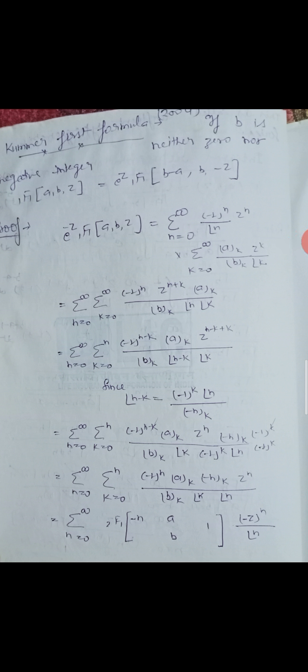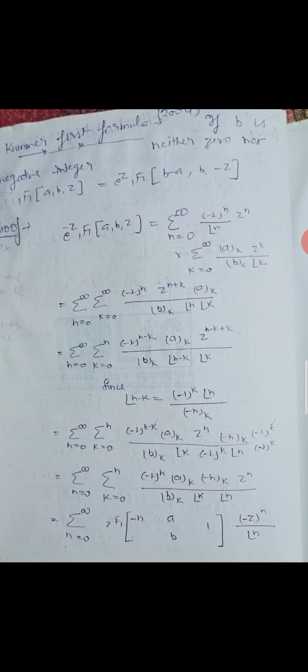Proof: e to the power minus z 1F1(a; b; z) is equal to summation n equal to 0 to infinity (minus 1) to the power n upon factorial n z to the power n, into summation k equal to 0 to infinity (a)_k upon (b)_k z to the power k upon factorial k. That is, double summation n equal to 0 to infinity, k equal to 0 to infinity, (minus 1) to the power n z to the power n plus k (a)_k upon (b)_k factorial n factorial k.